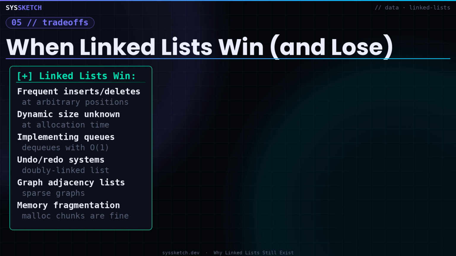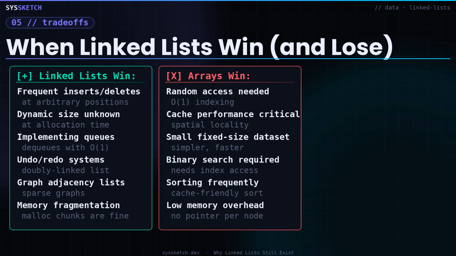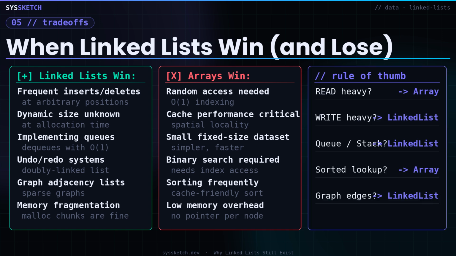Use one when you are implementing a queue and need guaranteed O(1) enqueue at the tail and O(1) dequeue at the head. Use one for undo and redo systems, where a doubly linked list of state snapshots is the most direct and natural model. Use one for graph adjacency lists representing sparse edge sets, where the number of neighbors per node varies widely.